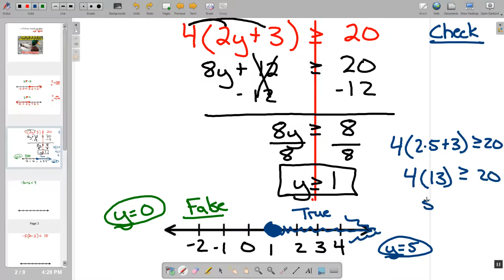This is 52, which is greater than the number 20, which is what we wanted. We got a true statement here.